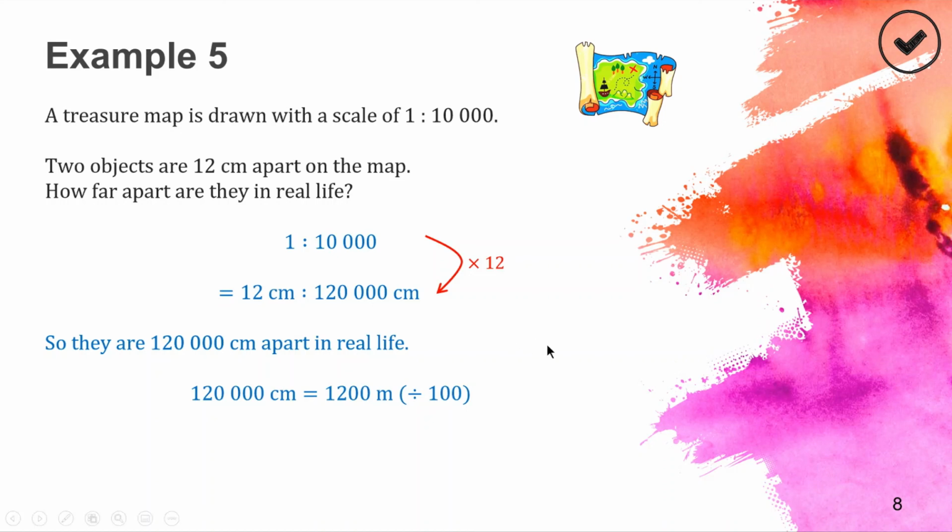Or we could convert once more and say, well, this is the same thing as 1.2 kilometers as an alternative answer. Okay, so all three of these answers are correct. It's just that these two are a bit more realistic for large measurements. We usually only use centimeters for small measurements.